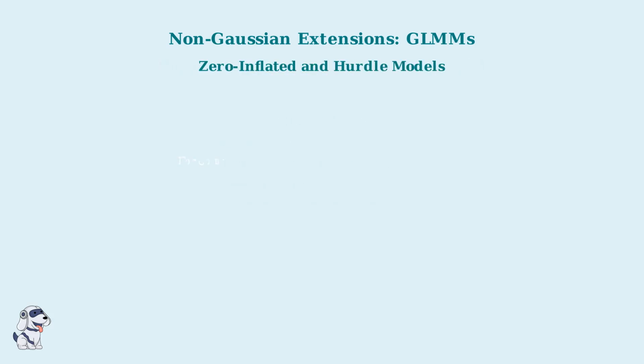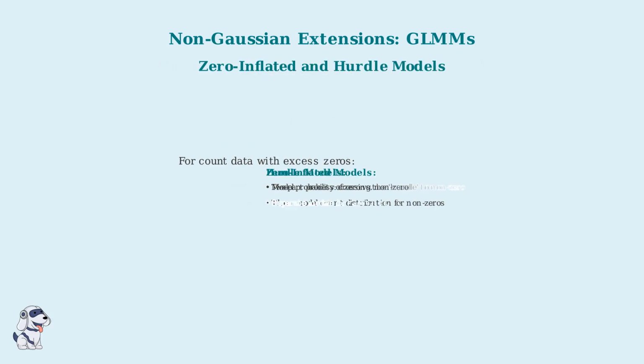When count data contains many zeros, standard Poisson models may be inadequate. Zero-inflated models explicitly model the probability of observing zero versus non-zero counts. Hurdle models treat zero and positive counts as separate processes, requiring data to cross a hurdle to become positive.